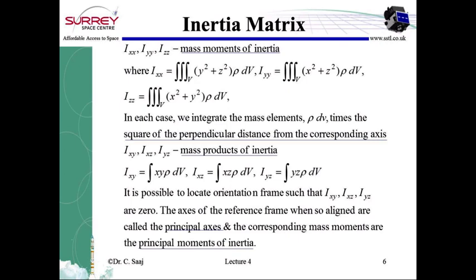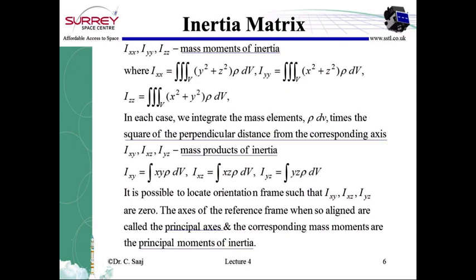Now if we define the off-diagonal elements, these are referred to as the mass products of inertia, and we denote them by the terms Ixy, Ixz and Iyz. Ixy is defined as the integral of xy times rho delta V, and Ixz is the integral of xz times rho delta V. Iyz is the integral of the term yz times rho delta V.